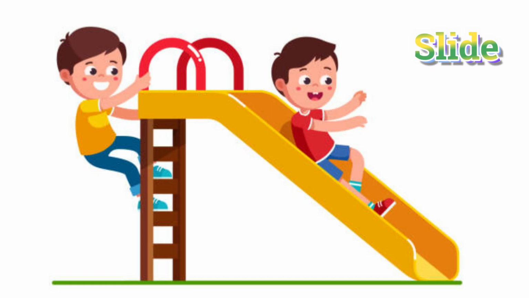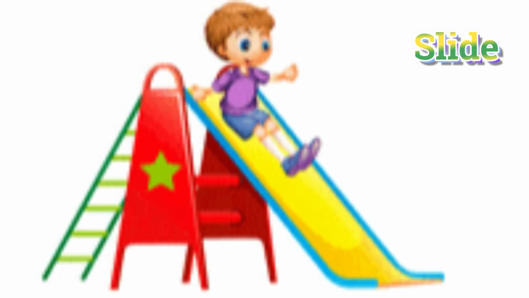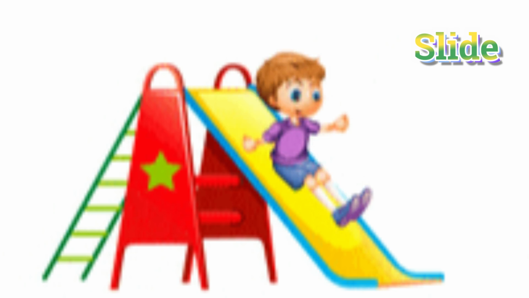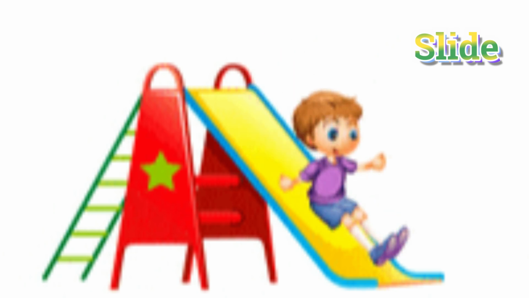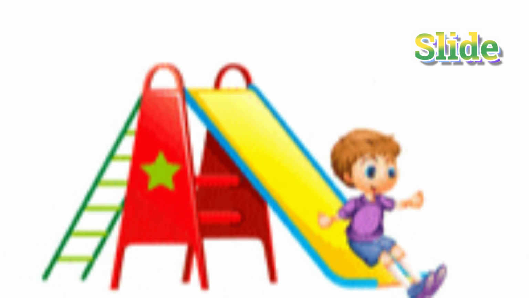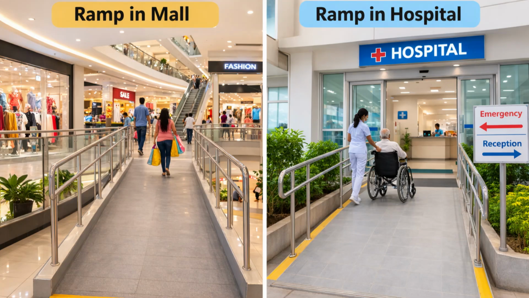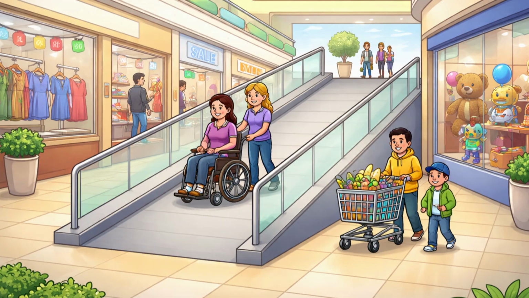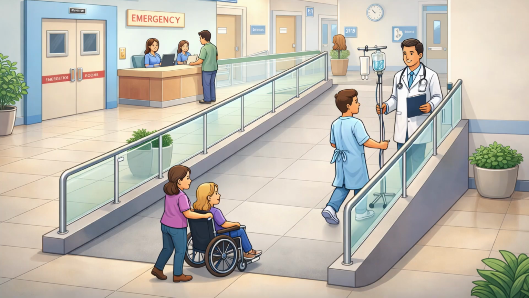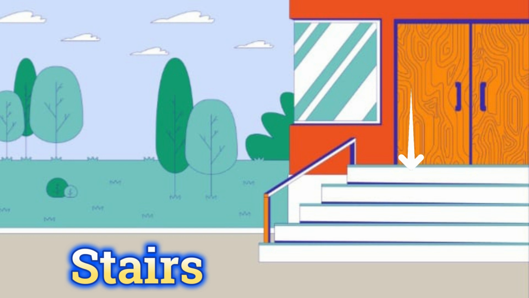Look at a slide in the park. When you slide down, whee! That slide is an inclined plane. Have you seen a ramp in a mall or hospital? When we push a wheelchair or trolley on it, that ramp is also an inclined plane. Even stairs are also inclined planes joined together.